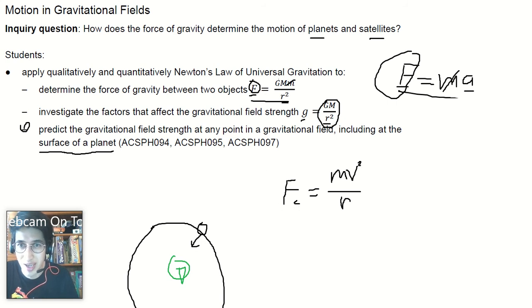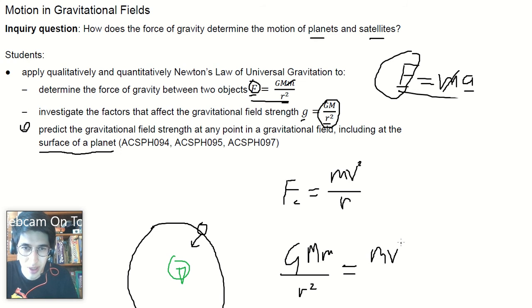So we can say that this equation for force of gravity is equal to this equation for the centripetal force. We say that GMm over r squared is equal to mv squared over r.